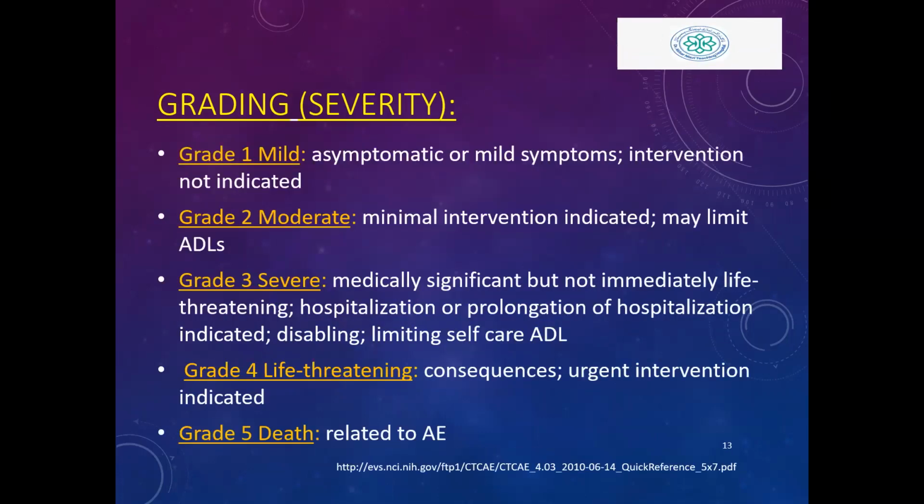This slide shows the severity grading. Grade 1 is mild, which is asymptomatic or with mild symptoms, and intervention is not indicated. Grade 2 is moderate, and minimal intervention is indicated. Grade 3 is severe, not immediately life-threatening, and prolonged hospitalization may be needed. Grade 4 is life-threatening, and urgent intervention is indicated. And grade 5 is death related to the adverse event.